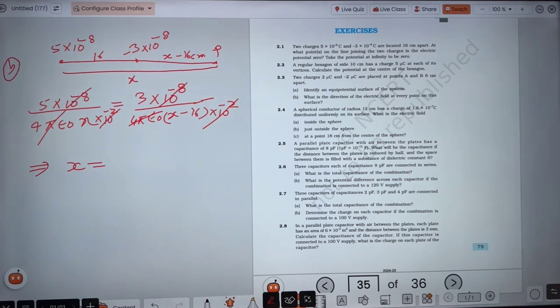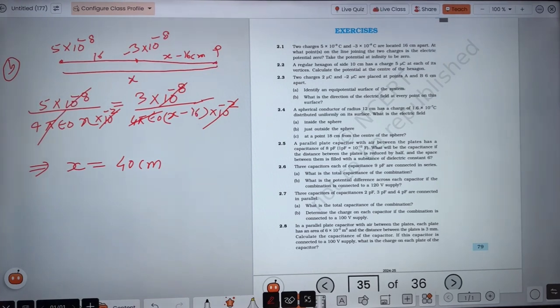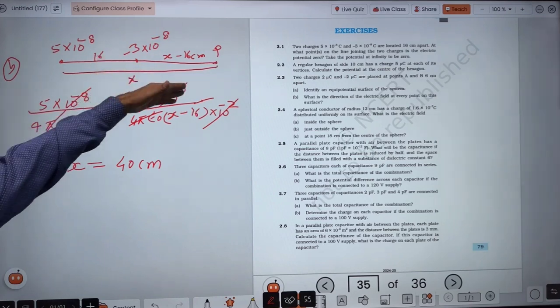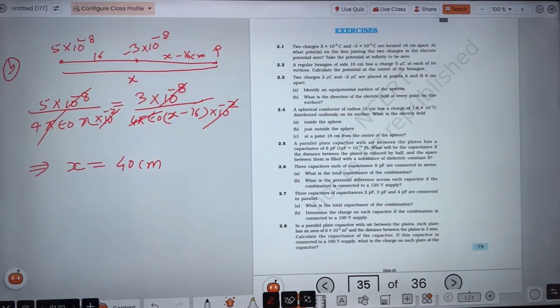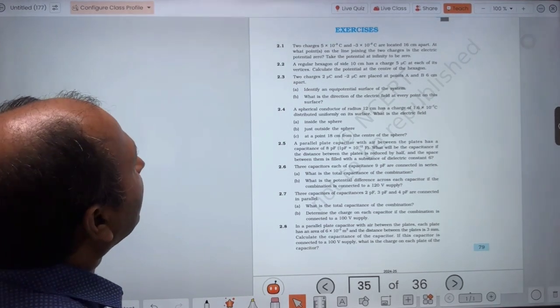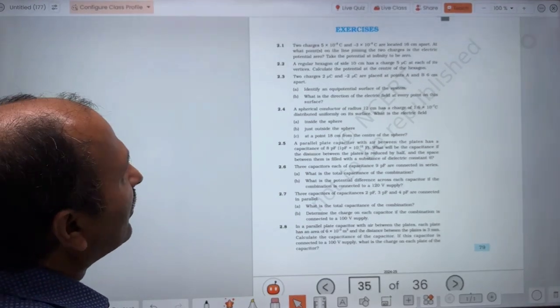Now let's take the next question. A regular hexagon of side 10 centimeter has a charge 5 microcoulomb at each of its vertices. Calculate the potential at the center of the hexagon. Question is simple. Here you are taking a hexagon like this. Everywhere there is charge Q. So let's write here Q, Q, Q, Q, Q, Q.